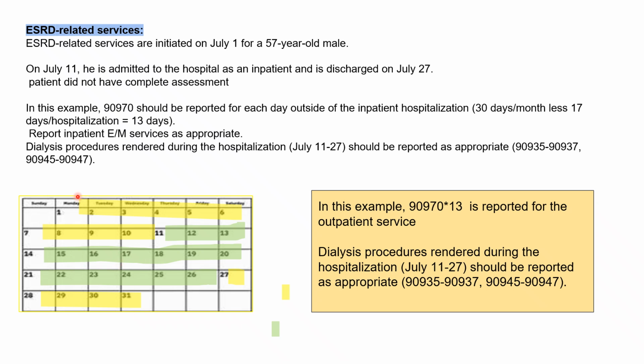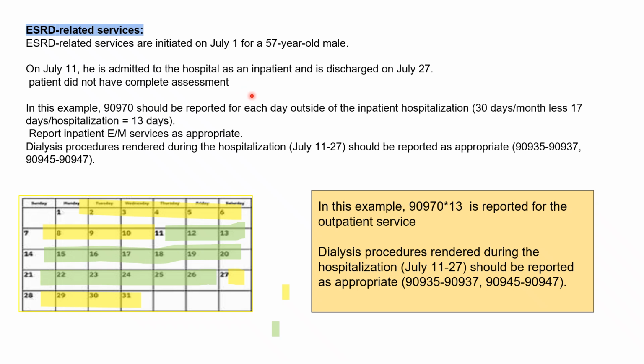So now we are going to take one more example. The same example, but I'm going to make certain changes. ESRD related services are initiated on July 1 for a 57-year-old male. On July 11, he is admitted to the hospital as an inpatient and discharged on July 27. Patient did not have complete assessment. So we are taking the same example, but in the initial example, there was a complete assessment and here there is no complete assessment.